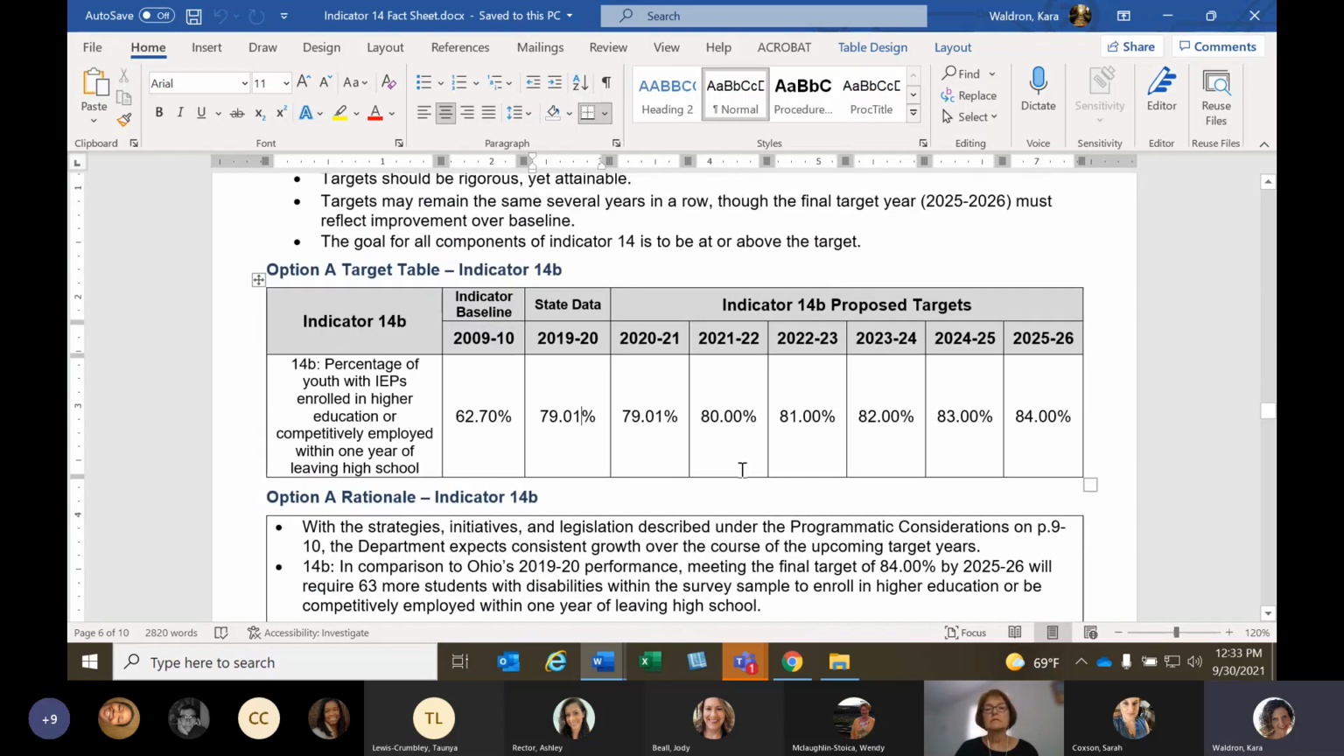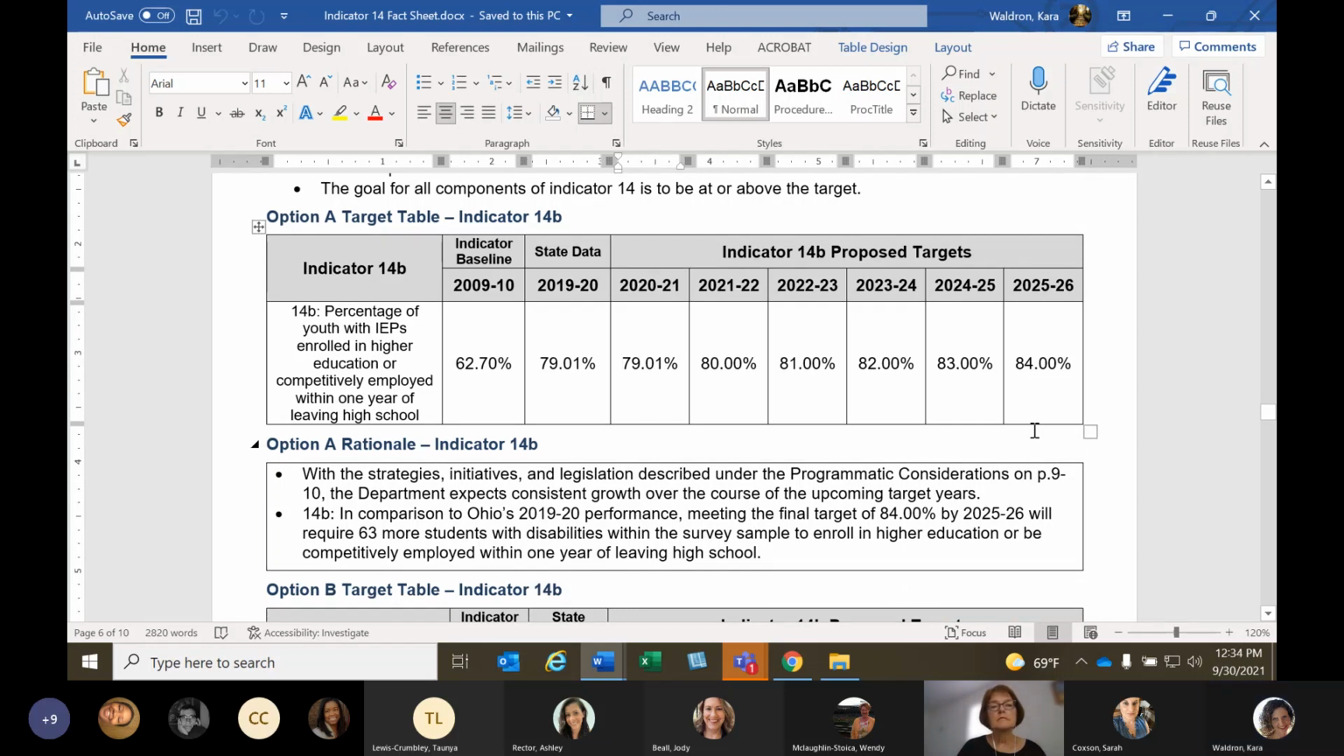So option A, again, hold steady at 2021. We'll update that when we can, and then just increases by 1 percentage point each year to end at an 84%. Doing so would require 63 more students to be either enrolled in higher ed or competitively employed within 1 year of leaving high school.